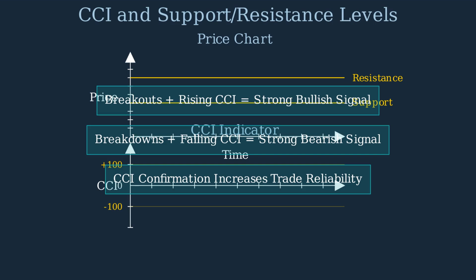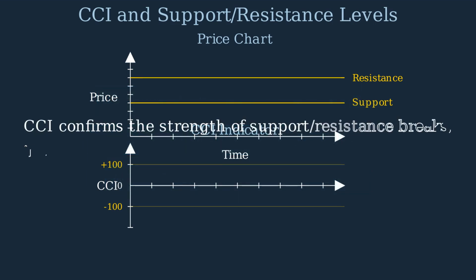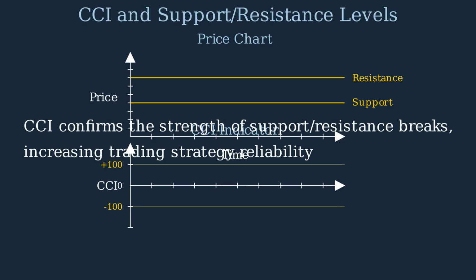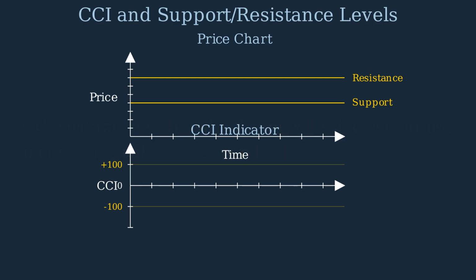False breakouts often lack momentum confirmation from indicators like CCI. By waiting for CCI confirmation when trading breakouts and breakdowns, traders can filter out many false signals and focus on higher probability trades with stronger directional momentum.